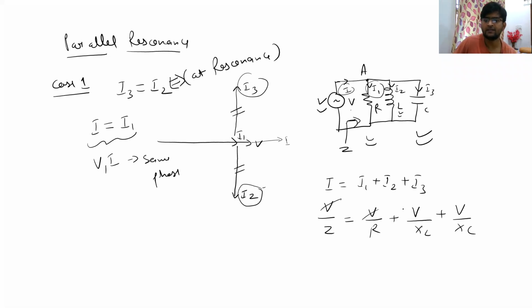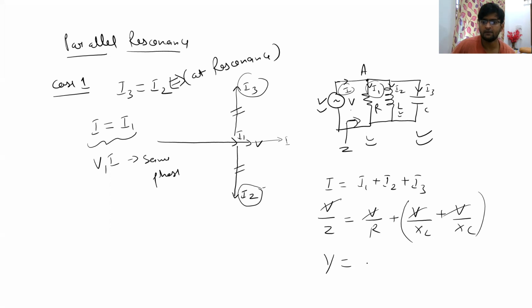You can see that V can be cancelled out from both the sides. And also in the case of resonance, these components would have to become zero. So we will see it later. I will write 1 by Z as Y, which is admittance. The reverse of impedance is admittance.